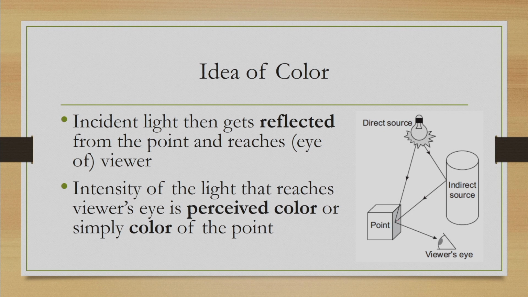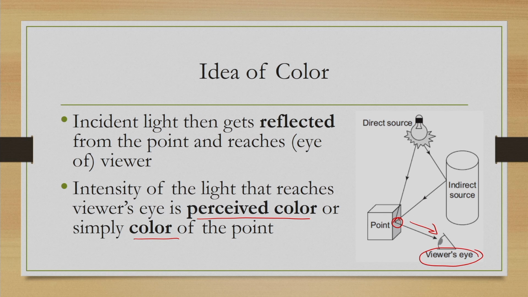Now, this incident light at this point gets reflected from the object surface and then falls upon our eyes, the eye of the viewer. Once we receive that light after getting reflected from the object surface, we can perceive color. So, the intensity of this incident light to the eye is the perceived color or simply the color of the point.